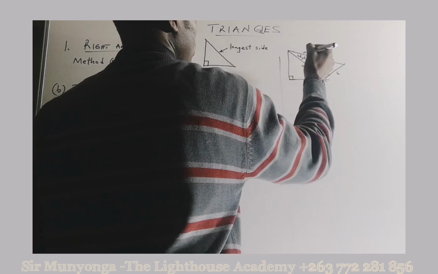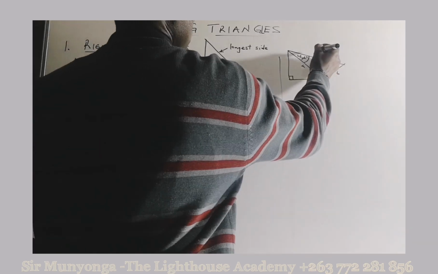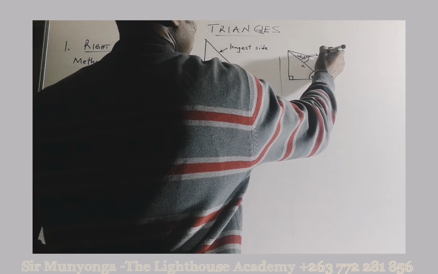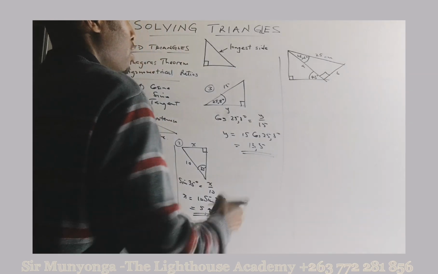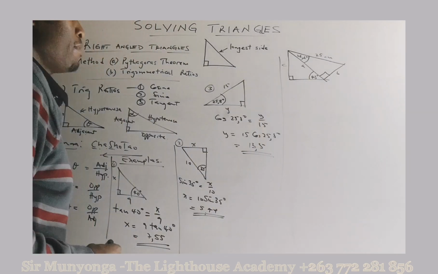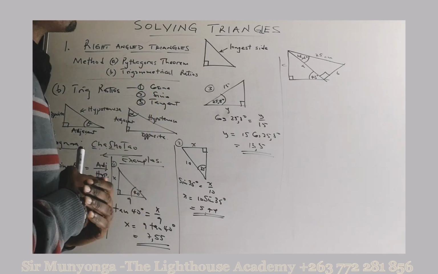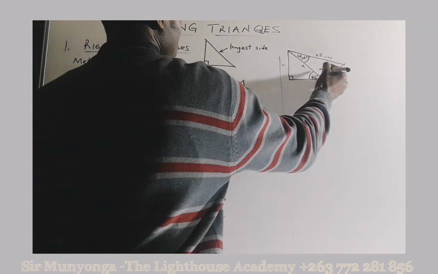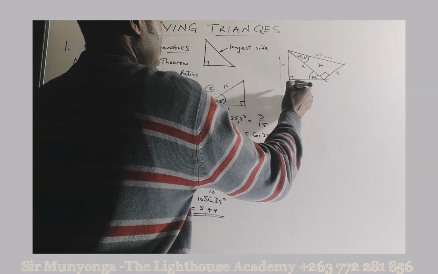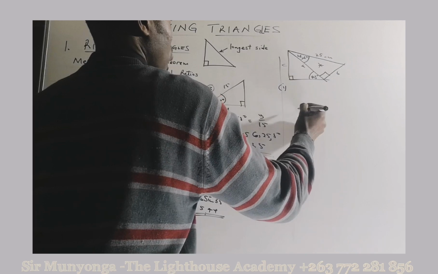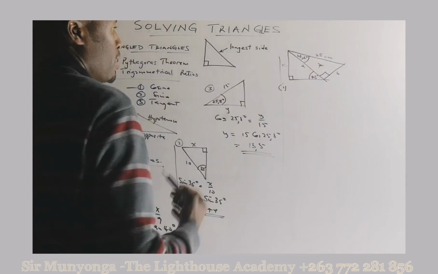That angle is given, and that side is given is 25 centimeters. So we are required to find the values of sides A, B, and C. So we first work with this triangle. In that triangle, we can get the value of A. The value of A is adjacent to the given angle, and then we're given the hypotenuse.